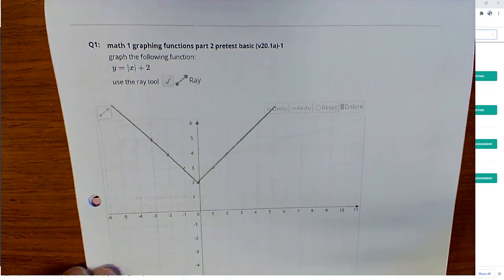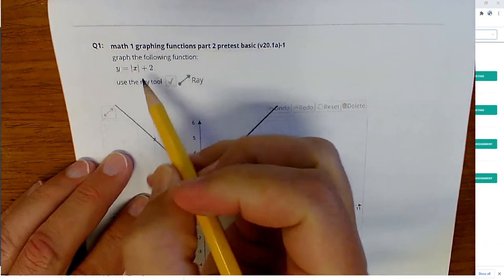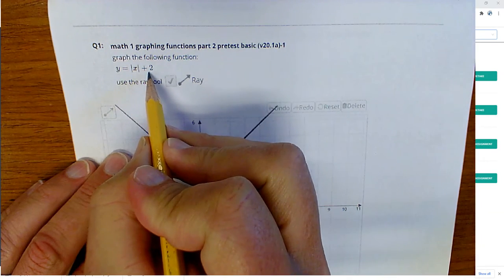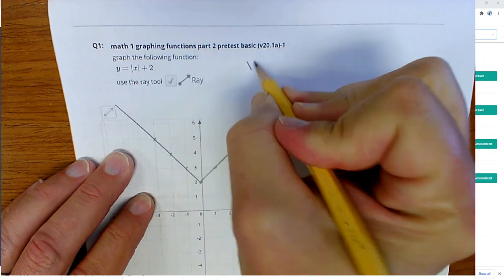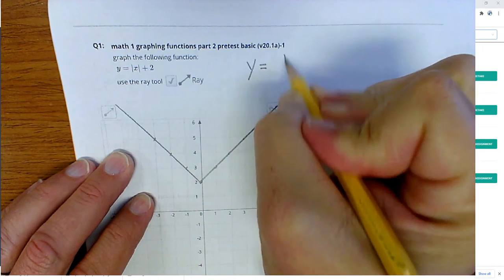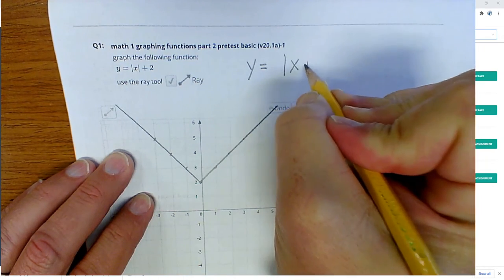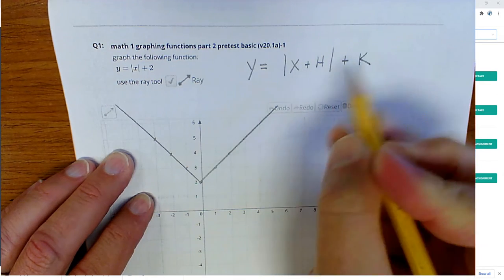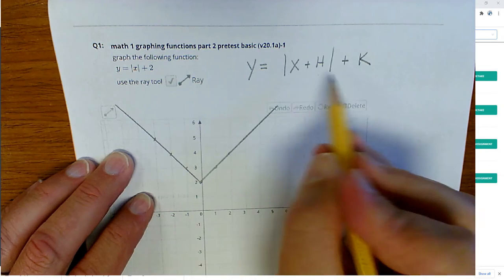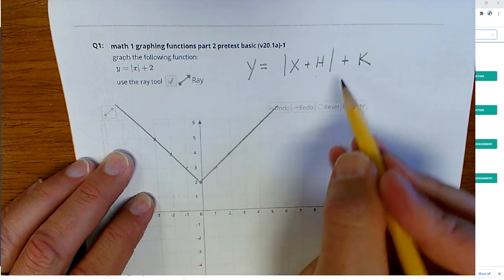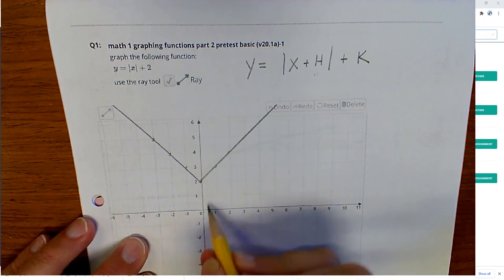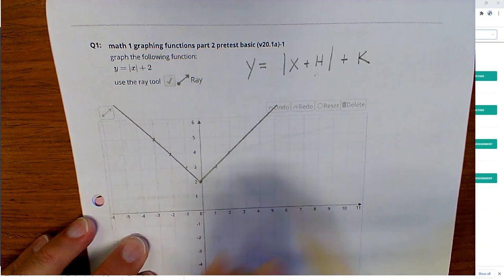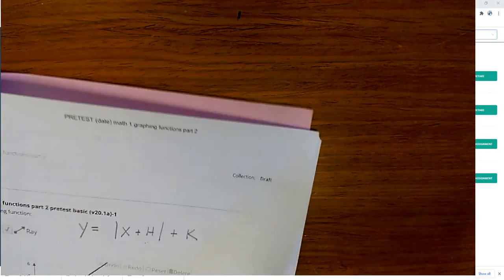So I need to graph this absolute value function. I know that it's got no shift left to right, but it shifts up 2. Our default equation is y equals |x plus h| plus k, where the h would do a left-right shift and would appear backwards, and the k would do an up-down shift. So it's going to move it up 2, and then I've got the normal up 1 over 1, up 1 over 1 absolute value shape.